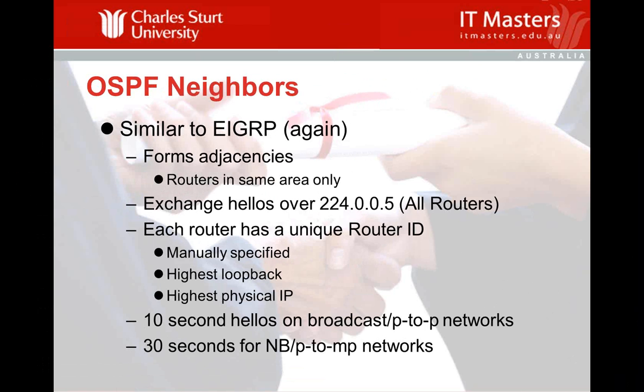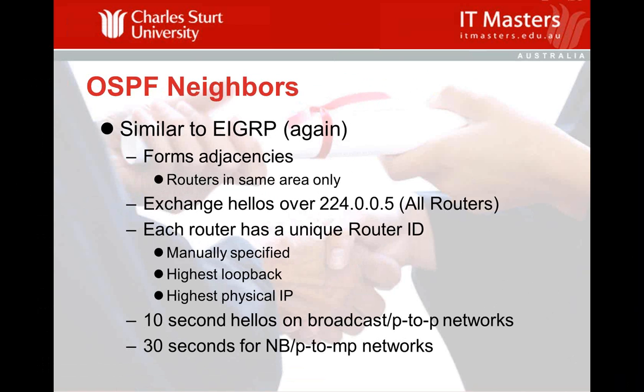Each router is identified by its own unique router ID. So the router ID is determined in one of three ways. The best way is to manually specify it. So you as an administrator say, this is what I want the router ID to be. If you don't manually specify it, it will take the highest IP address configured on any loopback interface. So if you've got 10 loopbacks, whichever is the highest IP on a loopback will be the router ID. If you don't have any loopbacks, then it'll just take the highest physical IP address. Okay, so loopbacks first. Now it doesn't matter if you've got a physical address that's got a higher IP than any loopback you've got on, it will still use the loopback one if it actually exists.